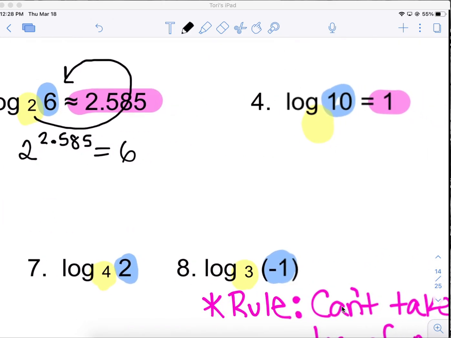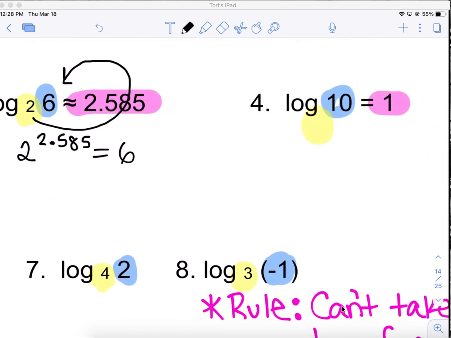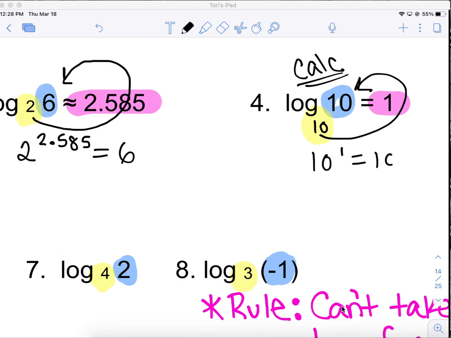All right, last one, number 4. Notice there's no base on this one, right? No base. When we have no base in a calculator, we are going to assume that this is a 10. Okay, your calculator will default to log base 10. So this problem says 10 to the 1st power equals 10. Well, we know that to be true, right? Anything to the 1st power is just itself.